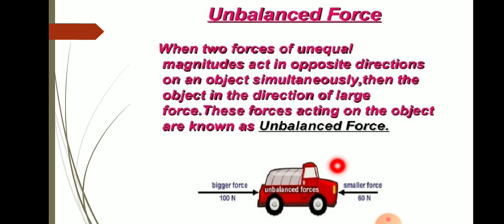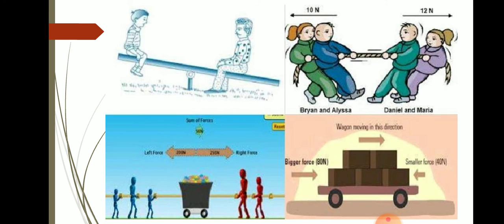So 100 minus 60, which is equal to 40 Newton. So this vehicle is moving with a force of 40 Newton. So this is about unbalanced force. So you can see the examples here.